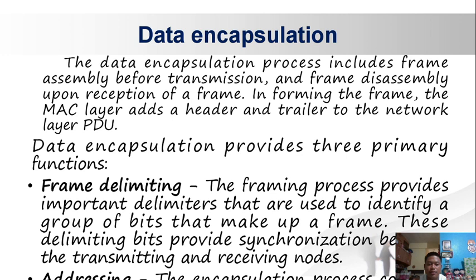Data encapsulation. The data encapsulation process includes frame assembly before transmission and frame disassembly upon reception of a frame. In forming the frame, the MAC layer adds a header and trailer to the network layer PDU. Data encapsulation provides three primary functions. Frame delimiting. The framing process provides important delimiters that are used to identify a group of bits that make up a frame. These delimiting bits provide synchronization between the transmitting and receiving nodes.